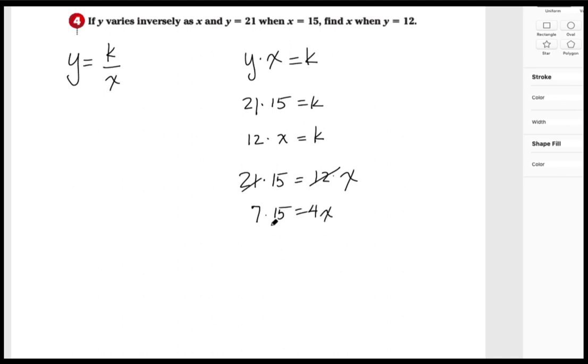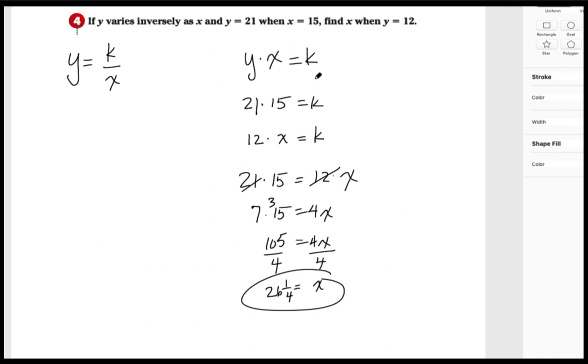7 times 15, I guess I'm going to have to do that. So we get 105 is equal to 4x, and divide both sides by 4. And x is therefore equal to 26 1/4. So that's what we get.